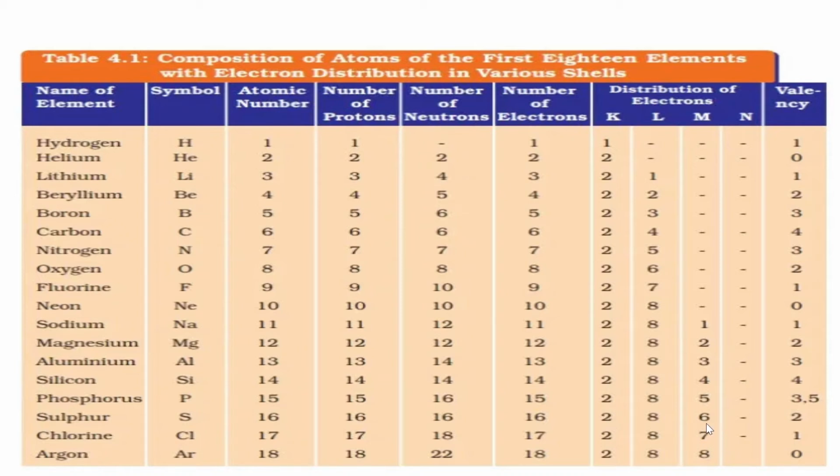So the number of electrons in the outermost shell is 7, but we can't take this as its valency, so we'll subtract this from 8. That is 8 minus 7, which is equal to 1. So 1 is the valency of chlorine.